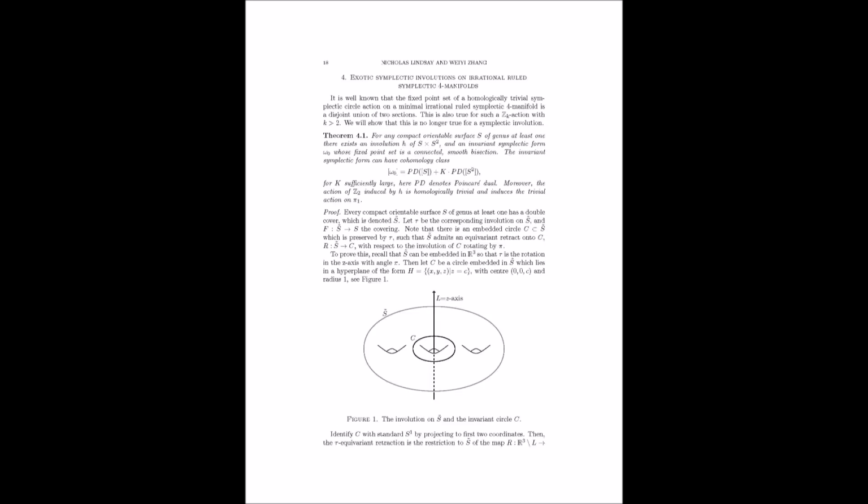They go on to consider actions of what's called the Klein-4 group, which is a group with 4 elements. Remind me what's special about the Klein-4 group. It's the simplest non-cyclic group, which means it's not generated by a single element. It has 3 involutions and the identity element. And the authors show that you can construct exotic actions of this group on irrational ruled 4 manifolds as well.